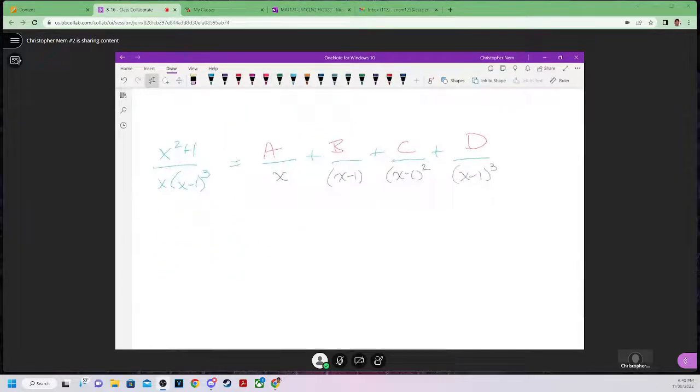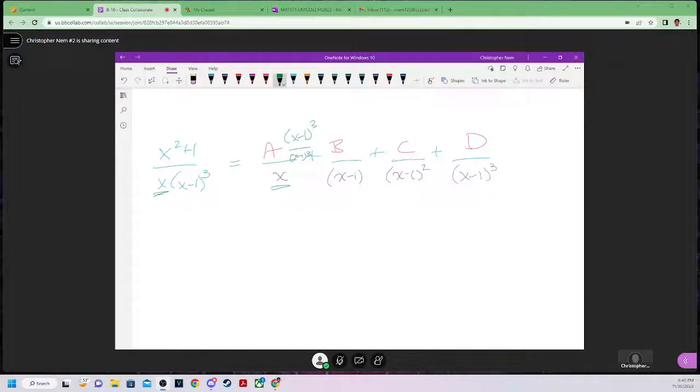Now, let's go back to how we add these fractions together, or rational expressions. How do we add them? We actually have to get the least common denominator, which means we need to multiply each term to get to the least common denominator. The first term has an x. Boom. All it needs is to multiply it by x minus 1 cubed over x minus 1 cubed.